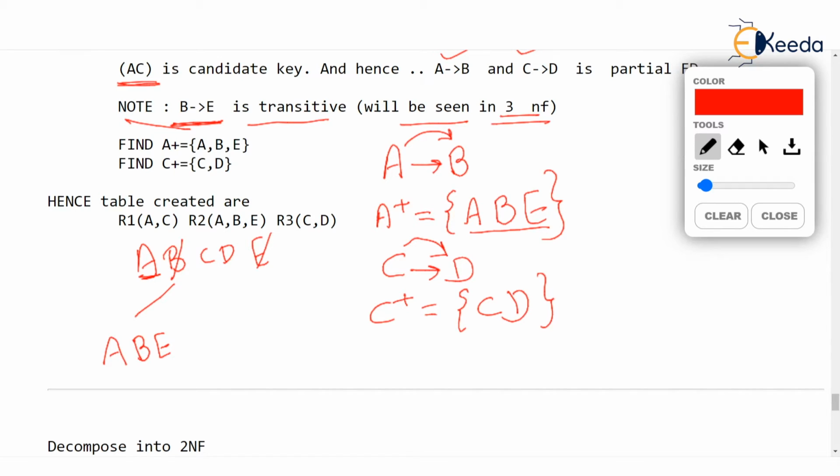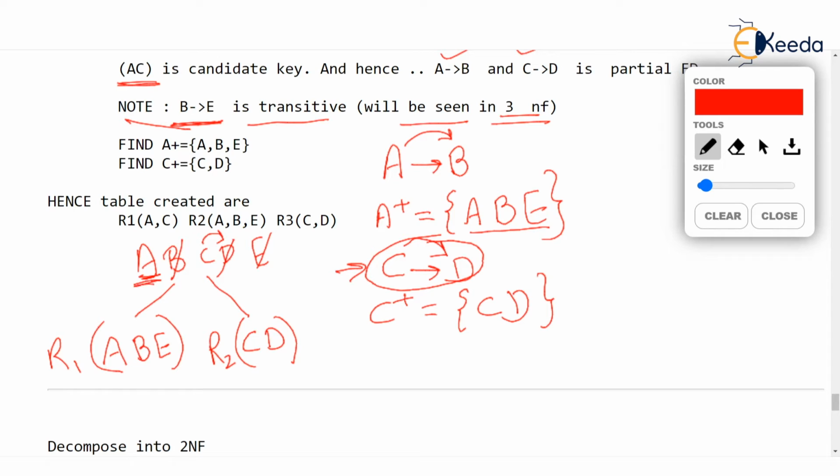And we did for this C determines E. For this partial dependency, we found C closure. So we say C will take away D. So we will write CD and we will strike out D. We can see that C has taken away D with it and A has taken away B and E. So this is the other table. And now whatever we have not struck out, A and C, observe A and C are still remaining, will form the third table. R3 contains AC. These are the three tables created.